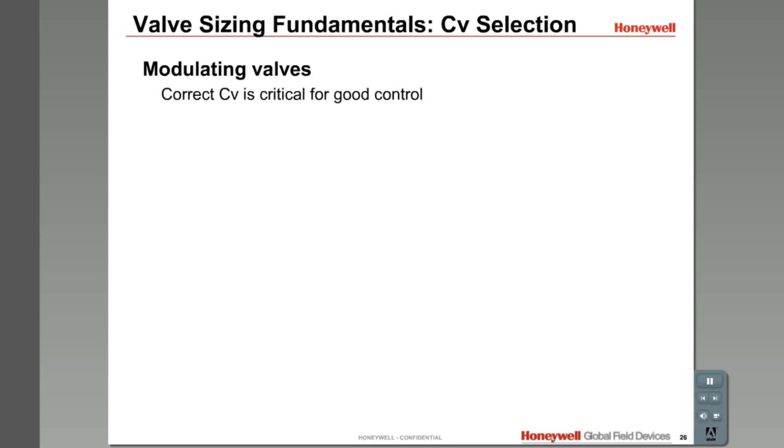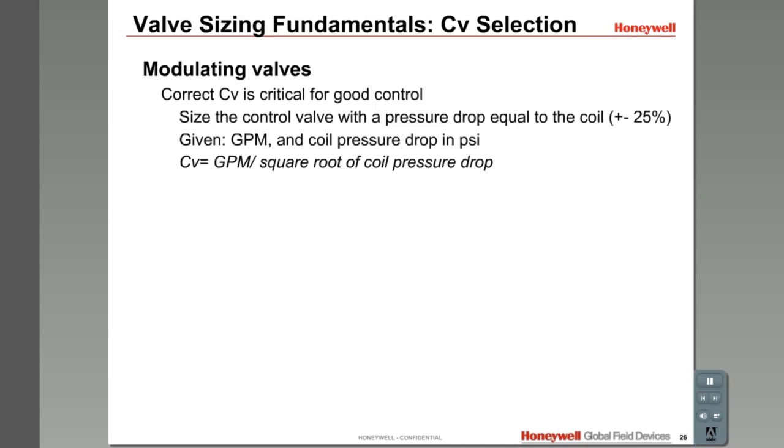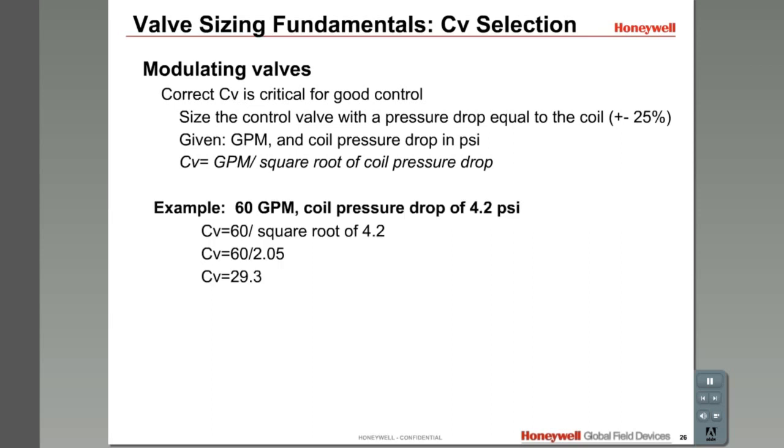Properly sized control valves will control flow over the entire range, from open to closed, providing optimal temperature control. To properly size control valves, select the control valve to yield a pressure drop equal to the coil. So, if you have a coil with a 4.2 pressure drop, then divide 60 by the square root of 4.2.